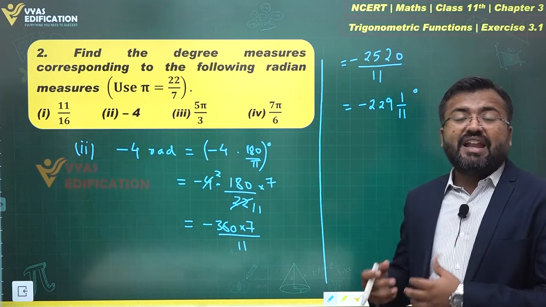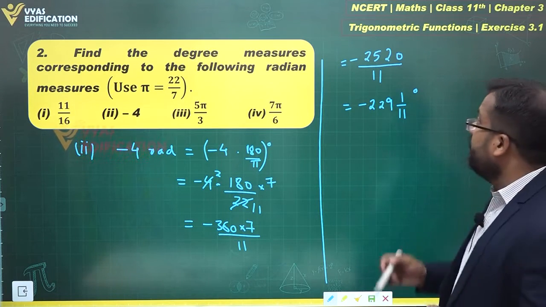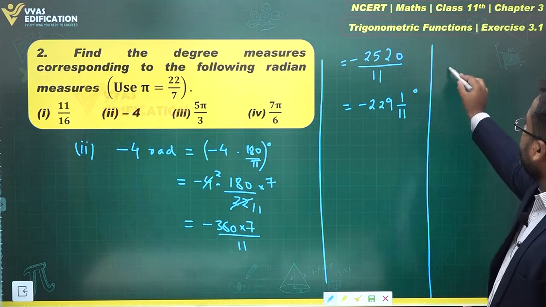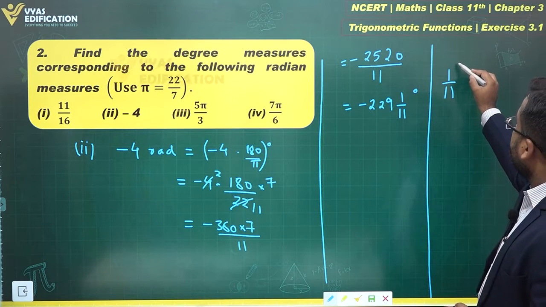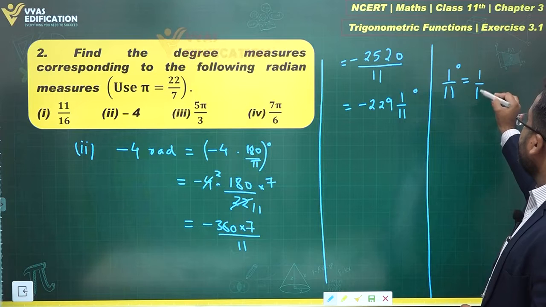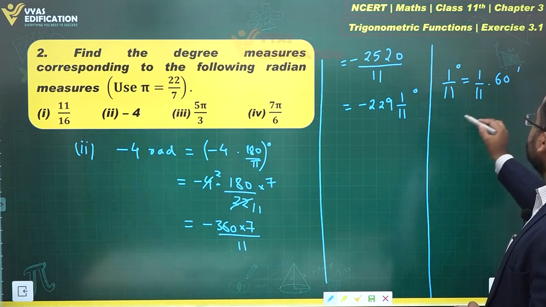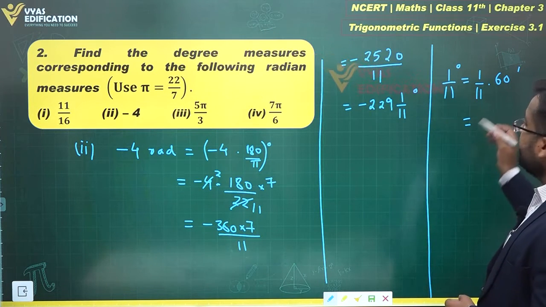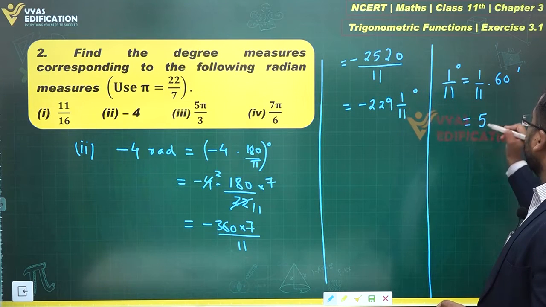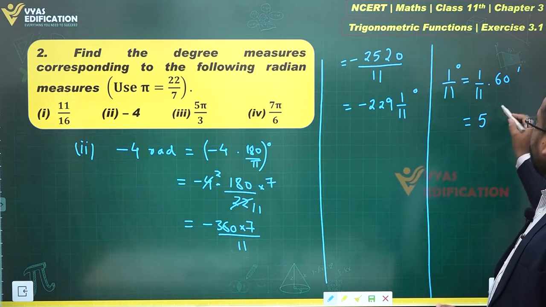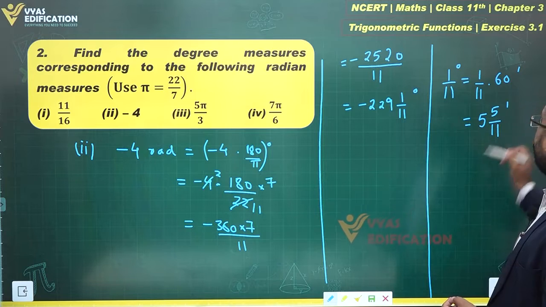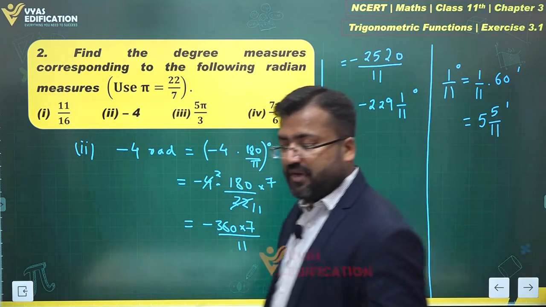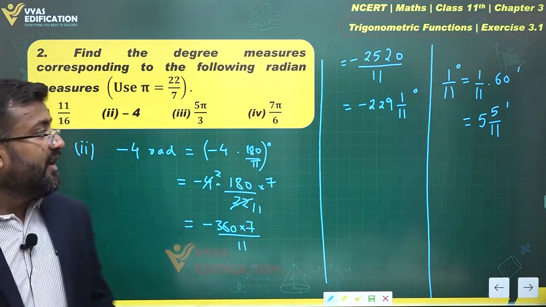But then 1 by 11 has to be further converted in terms of minutes and seconds. Let's do that over here. 1 by 11 degree is equal to 1 by 11 times 60 minutes. Now what is that equal to? 11 times 5 is 55, so this is 5 whole 5 by 11 minutes. Can you please note that? Yes, 5 whole 5 by 11.